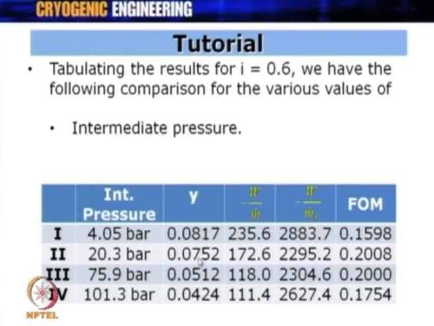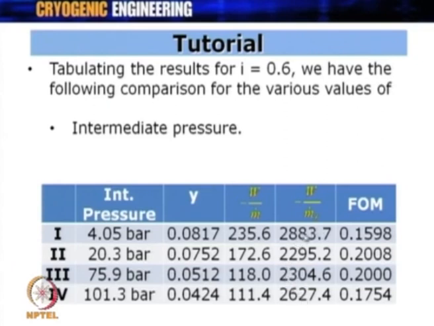So, 0.08, 0.07, 0.05 and 0.04 are the values of Y. That means the yield has decreased if we increase the intermediate pressure, and the value of W upon m dot has also decreased: 273, 235, 172, 118, 111. What is interesting to see is the value of W upon m dot f, that is work done per unit mass of gas liquefied. This has come down from 2883 to 2295 and then started increasing.